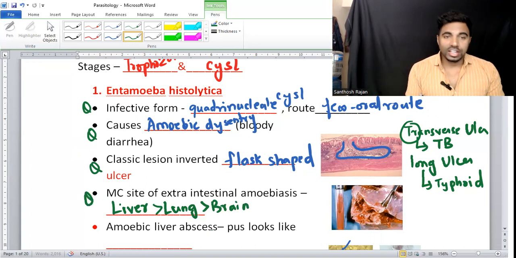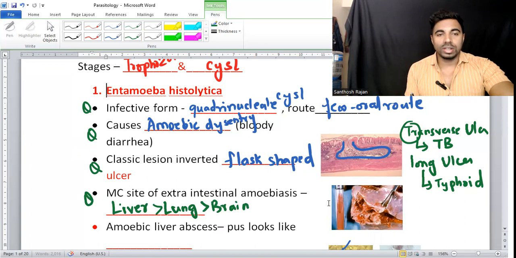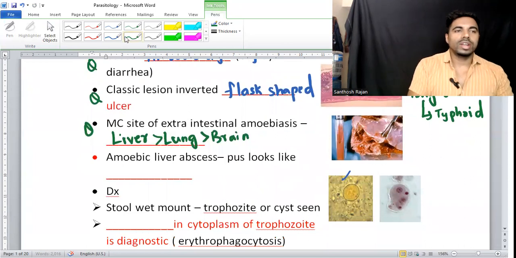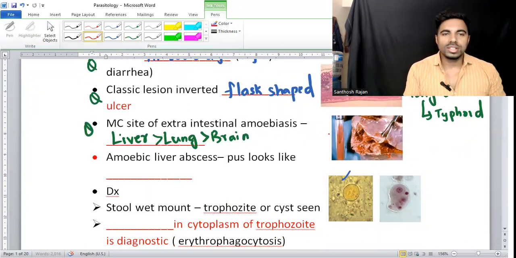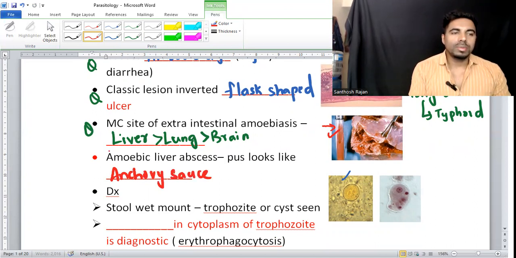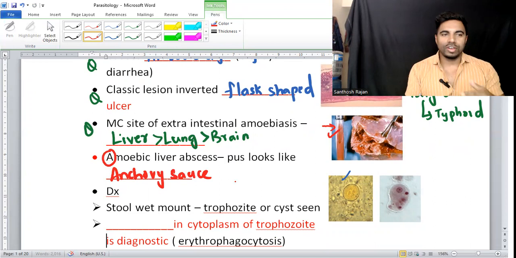So if it's affecting the liver, what does the pus look like? That's a question frequently asked. Can you see this picture and answer me? What does this picture look like? It looks like anchovy sauce. Anchovy, delicious anchovy sauce. So you will not have confusion here. Why? Because amoebic abscess, A for A. So anchovy sauce appearance is the pus in the liver when amoeba affects the liver.